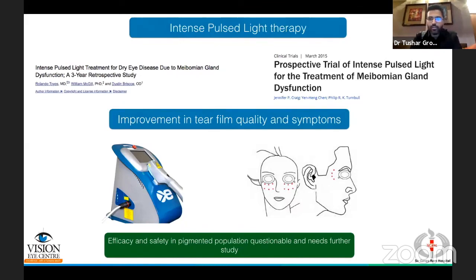However, when the original publications by Toyos and the original group had come out, they had stated that this is not really known for its efficacy and safety in the pigmented population. So for us, for our population, which is primarily pigmented, we need more data to really see if it is effective in our scenario.